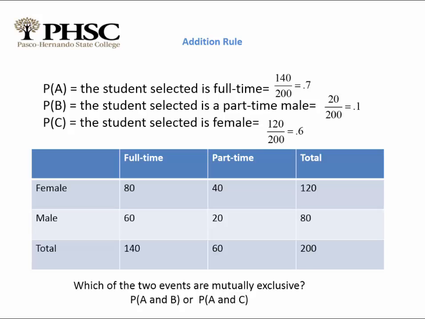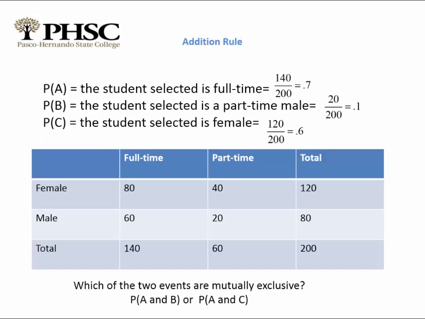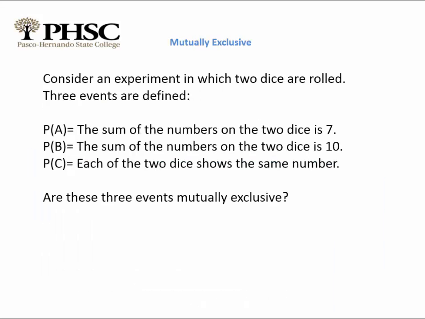If we think about which of these two events are mutually exclusive, is it P of A and B, or is it P of A and C? Looking at these three events, we can see that A and B cannot occur together because you cannot be a full-time student and a part-time student. However, you can be a full-time student and a female student. So A and B are mutually exclusive events.